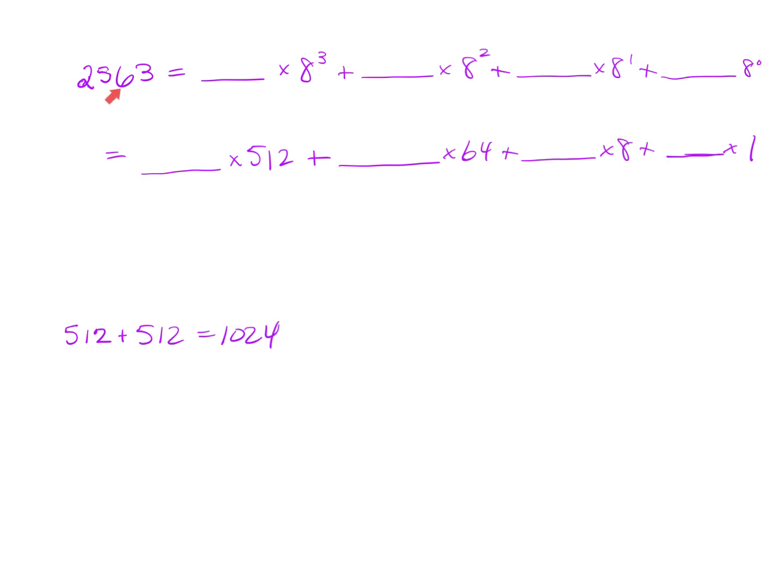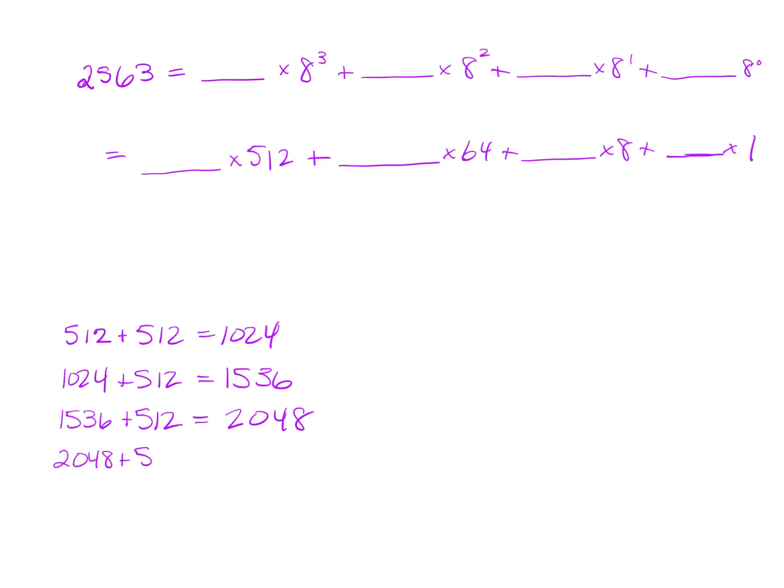That's still less than 2,563, so I'm going to add another 512. And that comes out to 1,536, which is still less than 2,563, so I add another 512, and I get 2,048, which is still less than 2,563, so I'm going to add another 512. And I get 2,560, okay? 2,560 is very close to 2,563.